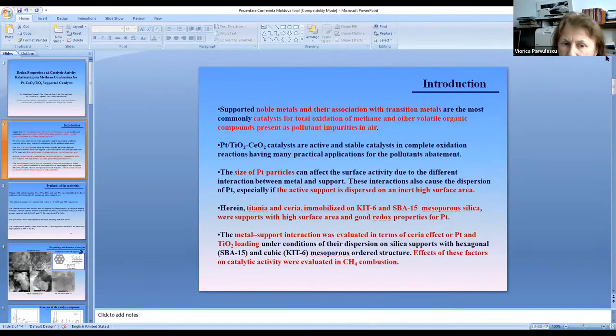The metal support interaction was evaluated in terms of the effect of platinum and titania loading under conditions of their dispersion on silica supports with hexagonal and cubic mesoporous ordered structure. Effects of these factors on catalytic activity were evaluated in methane combustion.